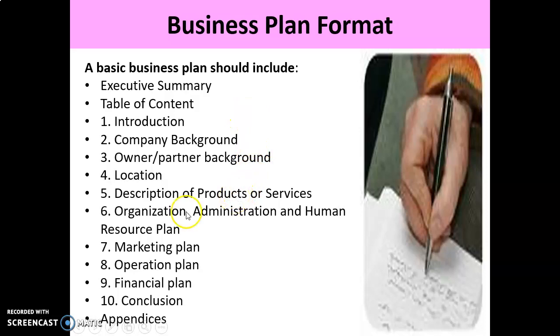And then we move on to the chapters that are really important in your business plan, which is the organizational part, or we also call it the administration or human resource plan. The second, marketing plan. The third, operation or production plan. And the fourth, financial plan. After you have completed writing about these four chapters in your business plan, you need to write some conclusion and also the appendices if any.